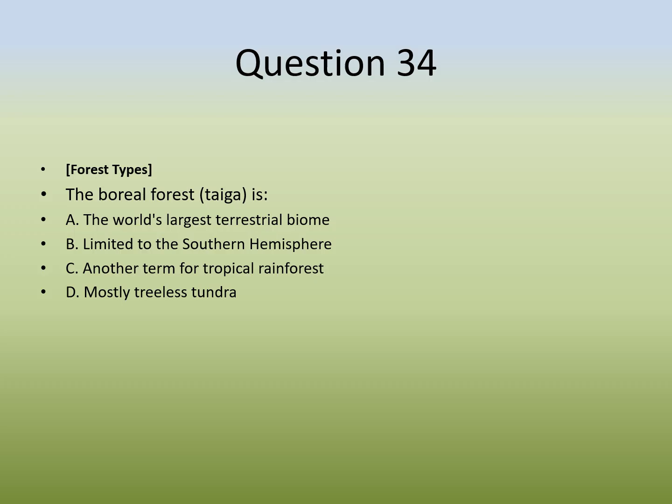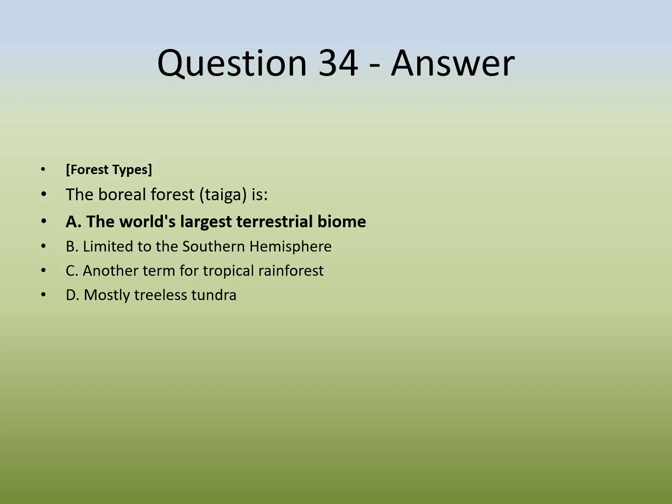Question 34. The boreal forest, the taiga, is A, the world's largest terrestrial biome. B, limited to the southern hemisphere. C, another term for tropical rainforest. Or D, mostly treeless tundra. The answer is A, the world's largest terrestrial biome.